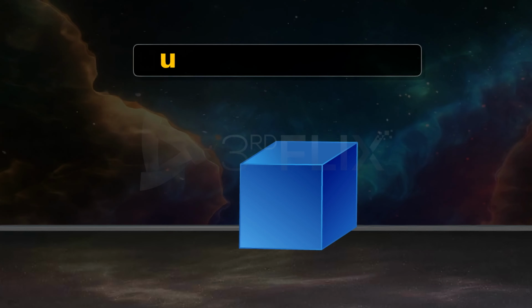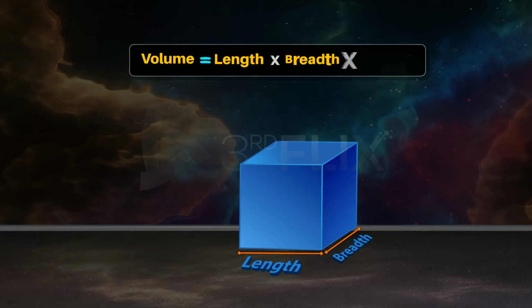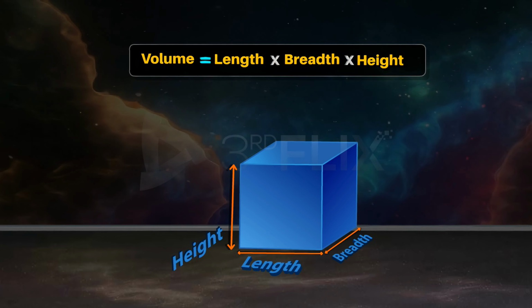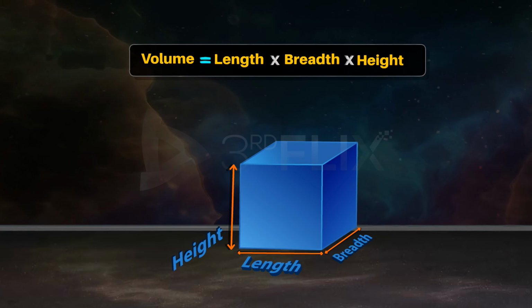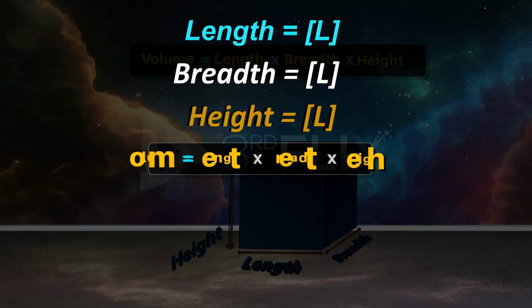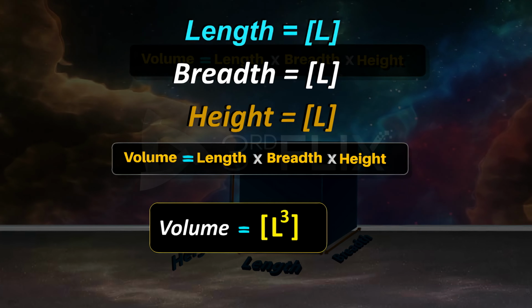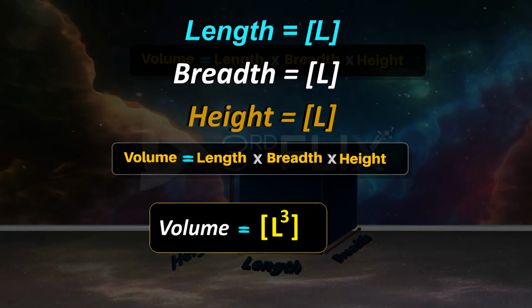For example, the volume occupied by an object is given by the product of its length, breadth, and height. All 3 physical quantities have a base dimension of length. The dimensional formula of the volume is L cube.